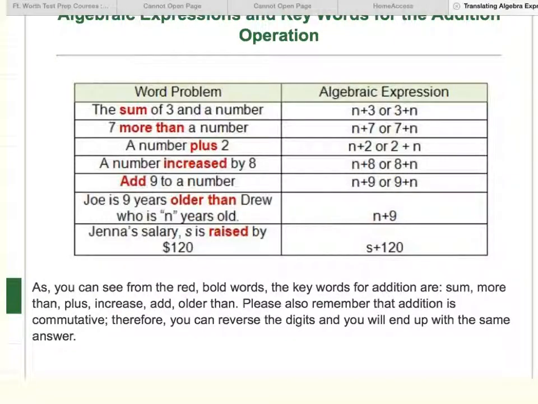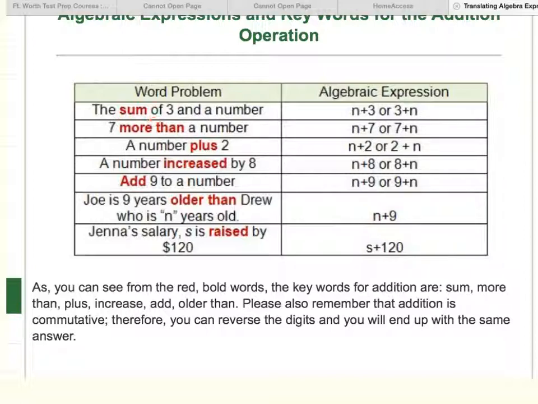Okay, so this box contains keywords for addition operation. So you want to write down addition operation. You can barely see it up there, but addition operations, and these are keywords. So the keywords here are the words that are in red. And this is an example, so I want you to write down all of the keywords and then the phrase that goes with it.